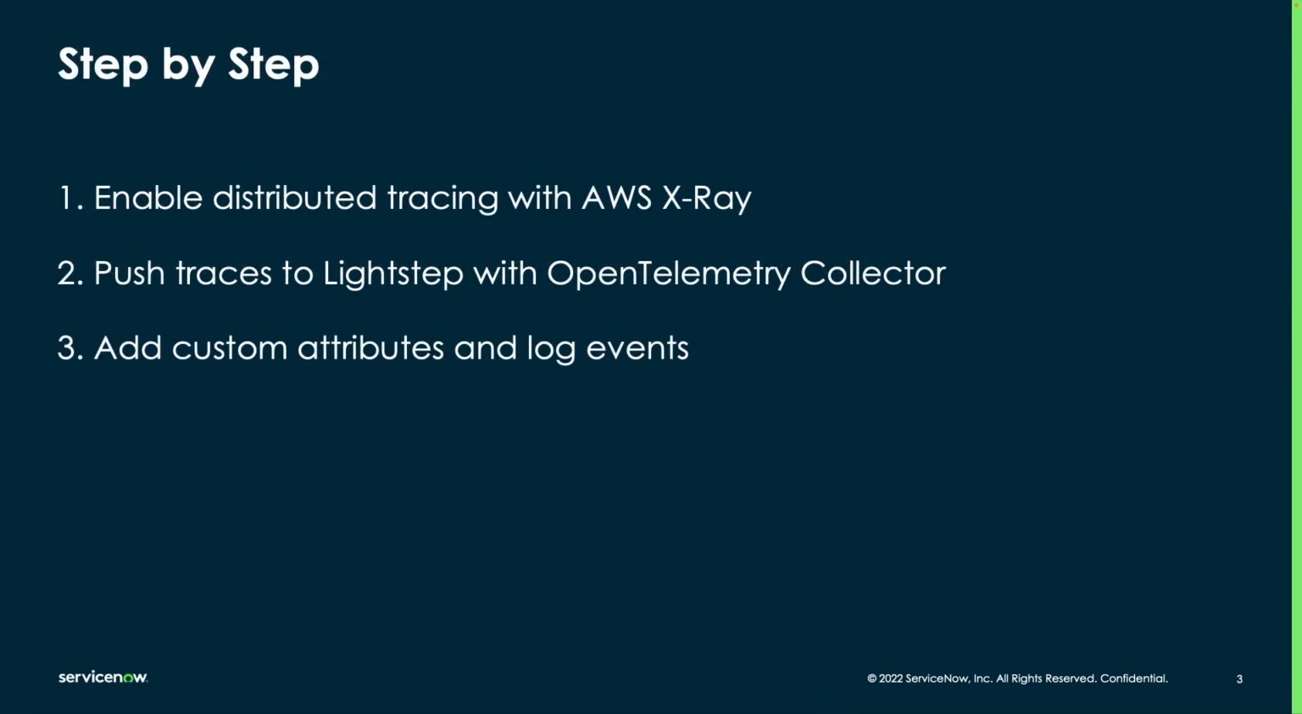So what will be the step-by-step approach that we will follow? First, we will enable distributed tracing with AWS X-Ray. Then I will show you how to push the traces outside of X-Ray and to Lightstep through an OpenTelemetry collector. For sure, you can use this collector to use any other endpoint that you want. And finally, I will show you how to add custom attributes and log events in your code.